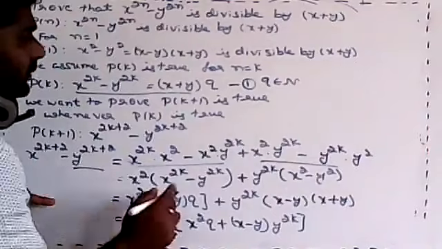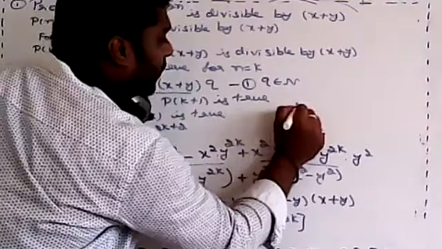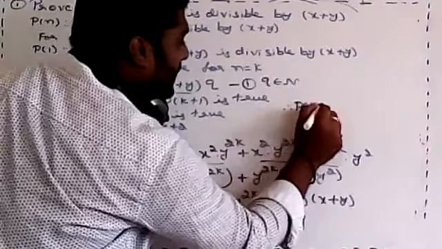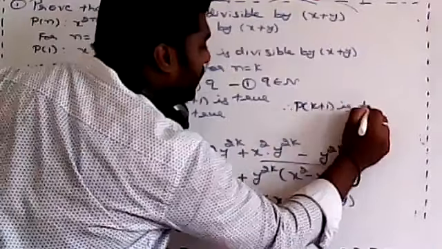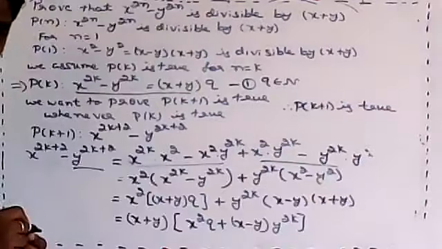So, therefore, here I'm writing that P of k plus 1 is also true. Clear? Any doubt on this one? Just carefully see how to solve that one. I know that this one is a little bit difficult to understand.